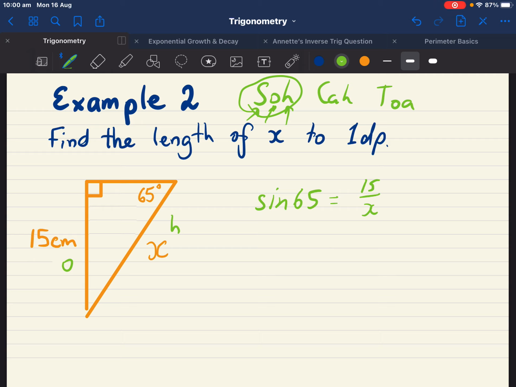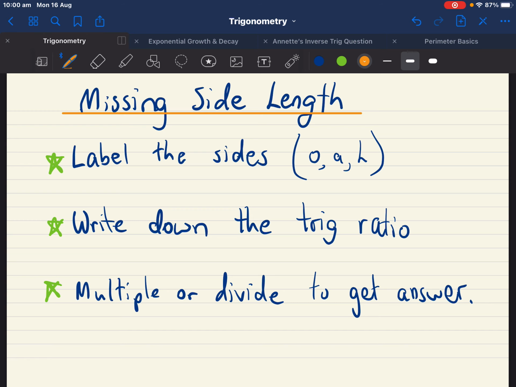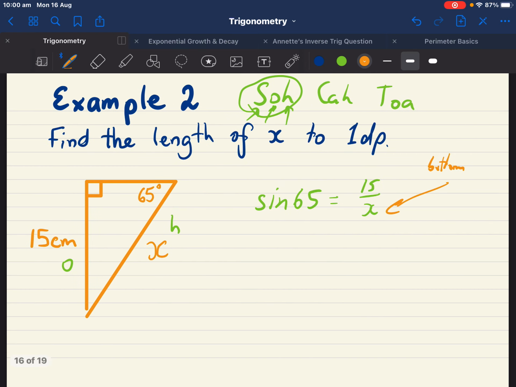You'll notice the x, boom, is on the bottom. So we're on to our final step. Multiply or divide to get the answer. When x was on the top, we timesed. When x is on the bottom, we're going to end up dividing. So the way we do this final step is still include the side length first, 15, but this time instead of times we're dividing. So we need to divide by sine 65 this time.